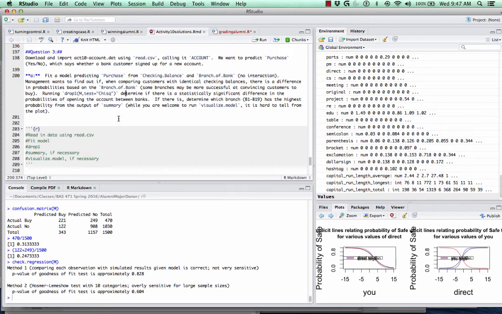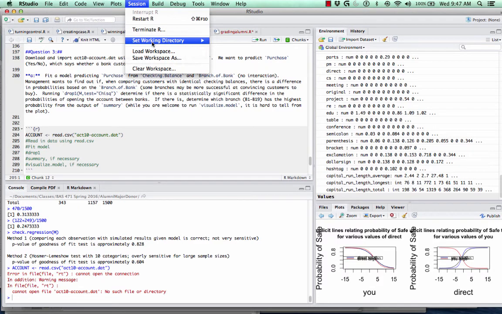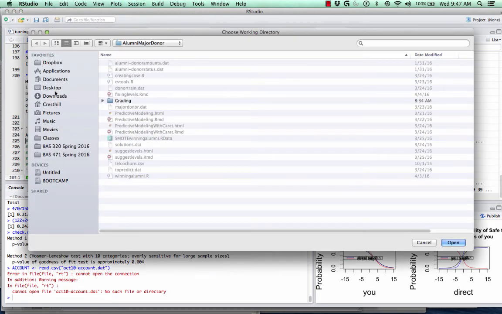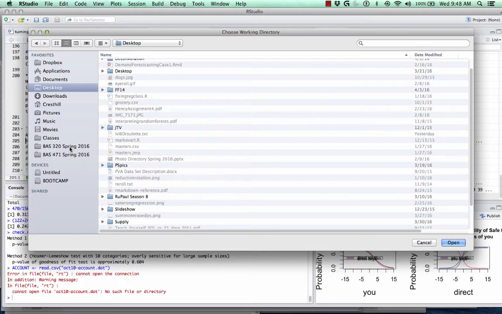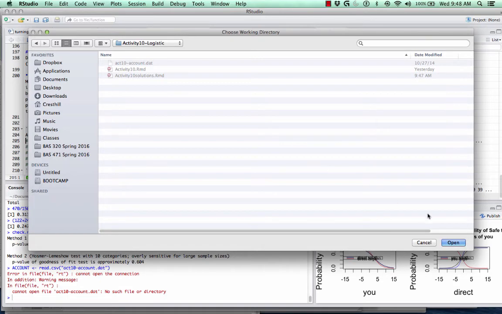All right, question 3 wants us to look at a new data frame that we're going to have to read in. So let's read.csv this, and this is called act10-account.dat. So if you do this and you get an error saying, oh, I can't find it, remember to have that file be in the folder that R is currently looking in. So right now, R is currently looking in a completely different folder in my BAS 471 class. And so I'm going to go to Session, Set Working Directory, choose my directory so that it's actually looking in the right place. And for me, it's in the Assignments Activity 10 folder. Boom, there's the data file.